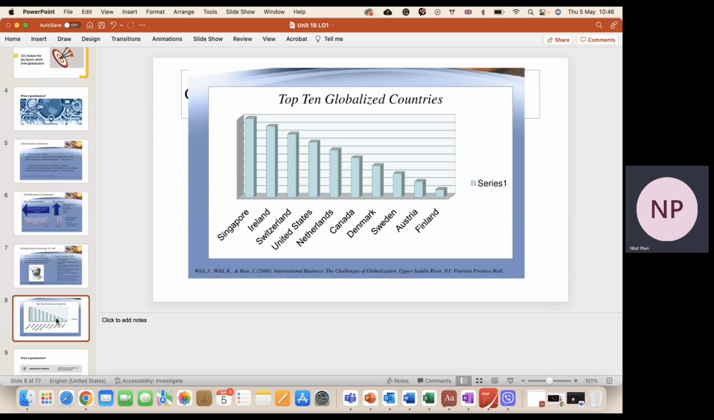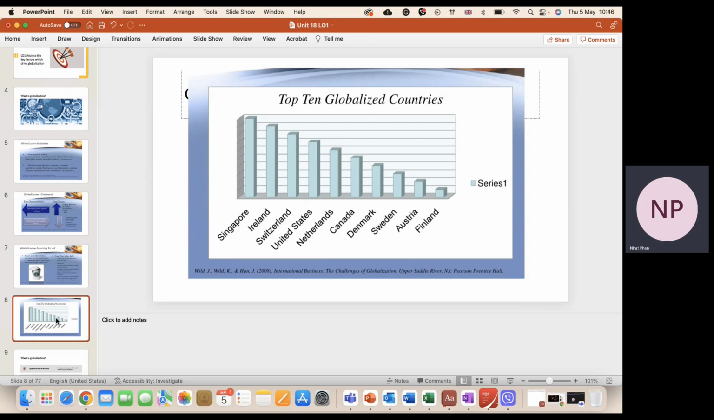This information is quite old, but I would like to present it here because you can see the top 10 globalized countries in the year 2008. A globalized country here means that they open themselves, they lean toward new things, they collaborate a lot in terms of economic and cultural exchange, and knowledge. So you can see the top 10.